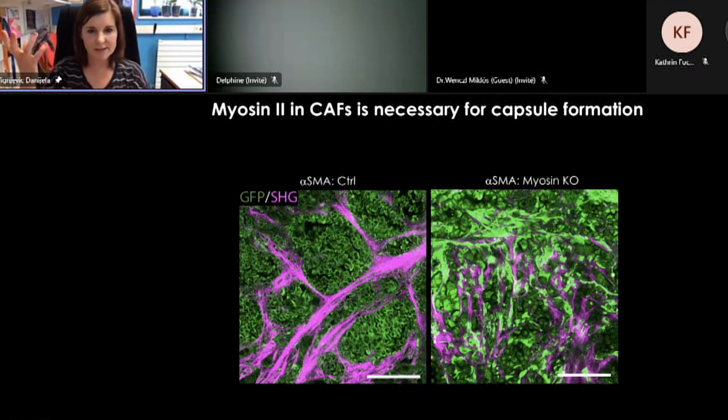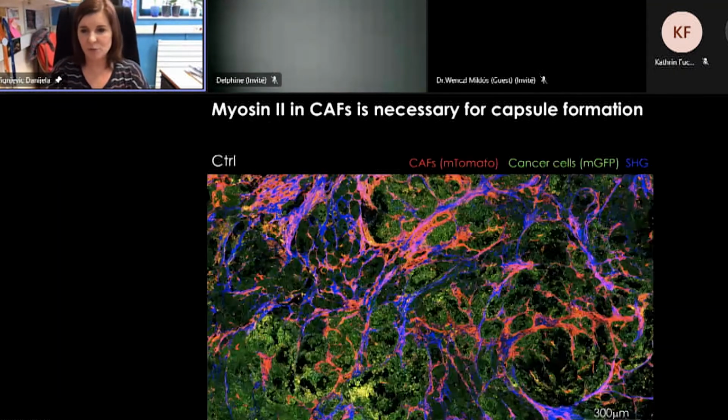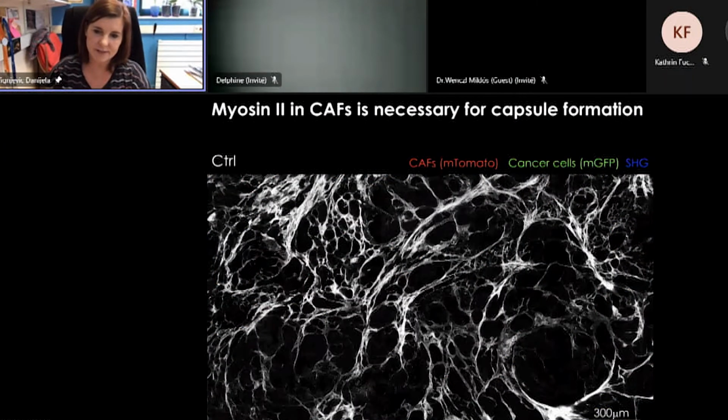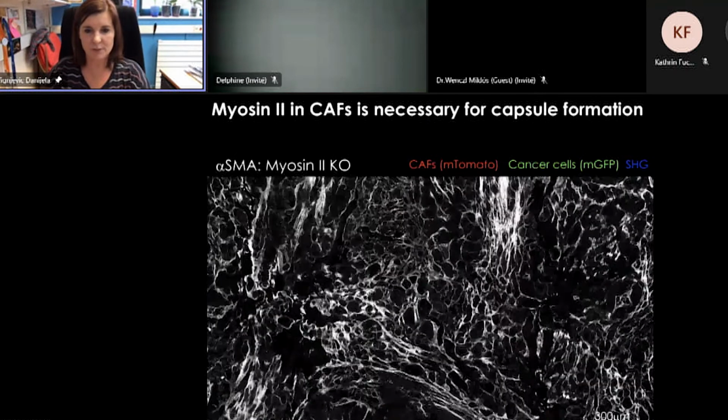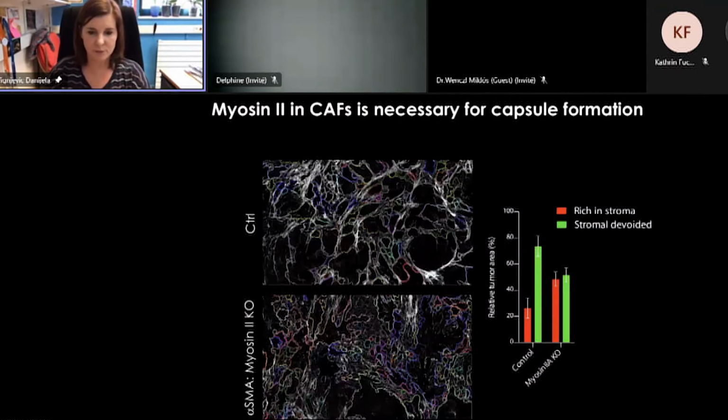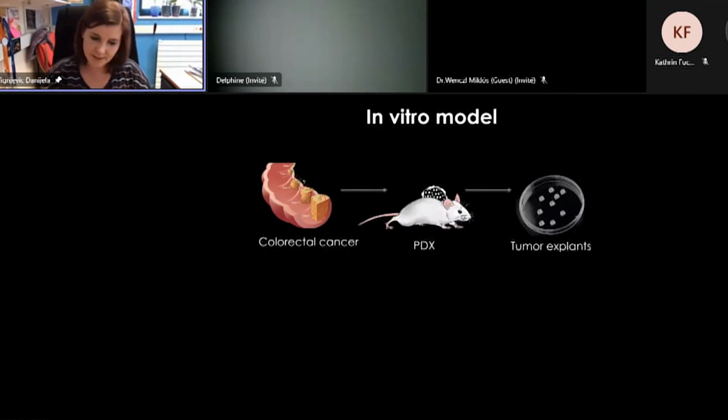And we can now quantify these areas of cancer cells that are devoid of fibroblast and ECM by using big scans of several millimeters of a tumor. So here is a control tumor. We can just use second harmonic to isolate the areas that are only containing cancer cells without stroma. So this is a control, and I'm going to show you in a bit the knockout. You can appreciate how more mixed it is, or how those areas without stroma are much smaller, and quantifying in a way to say the same thing. So that would say that the myosin or the fibroblast contractility would be important for formation of those intratumoral capsules.